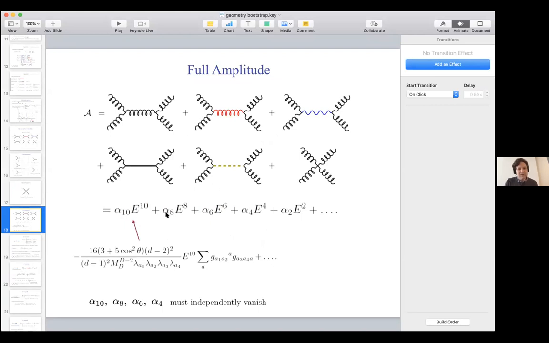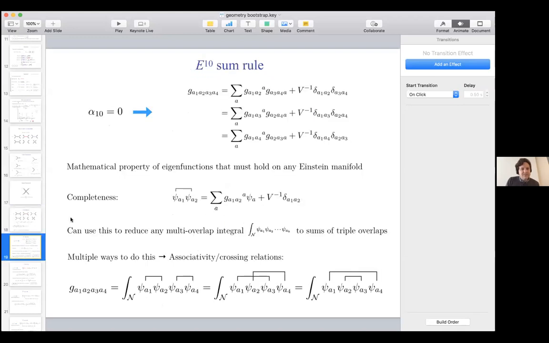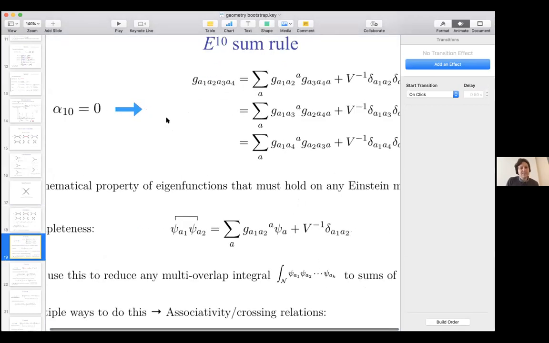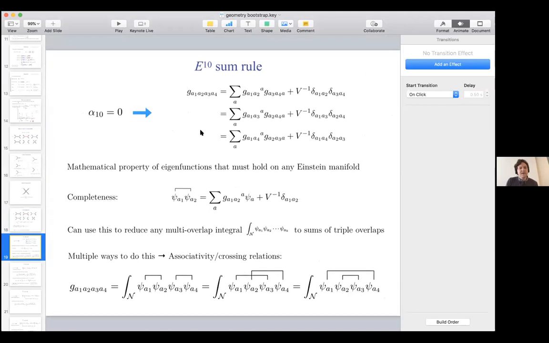So these coefficients alpha are some mess that depends on all the various cubic couplings and the scattering angle theta and so on. And what we expect is that all of these coefficients, alpha 10, 8, 6, and 4, all have to independently vanish because the result has to go like energy squared, which we expect from the high energy theory. Okay, so let's look at how this cancellation has to take place. If we look at the alpha 10 cancellation, for example, this is the expression that we get.